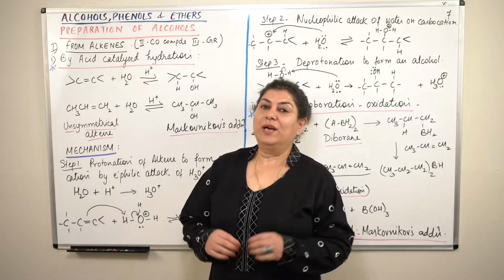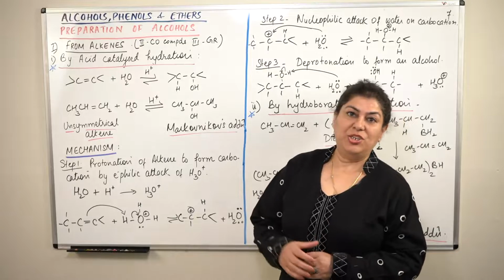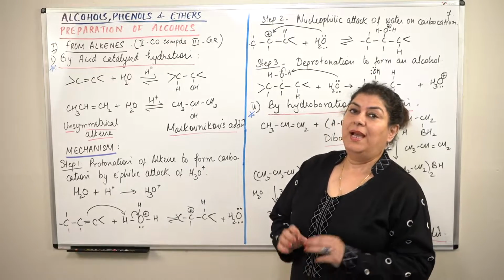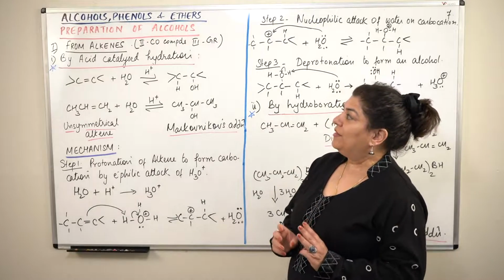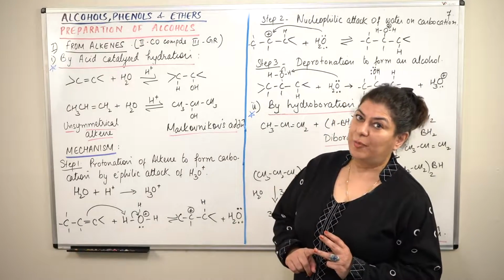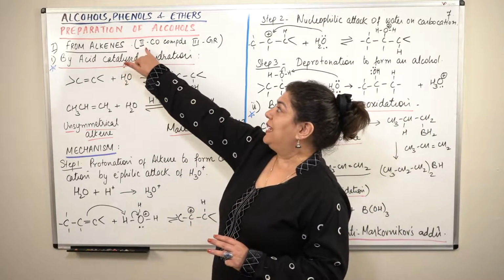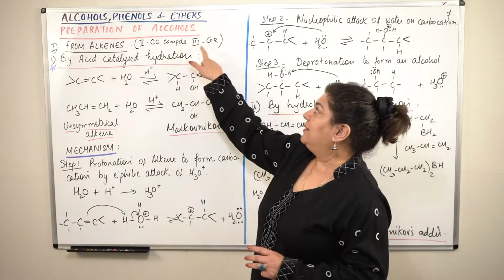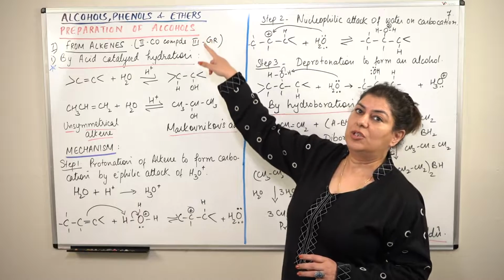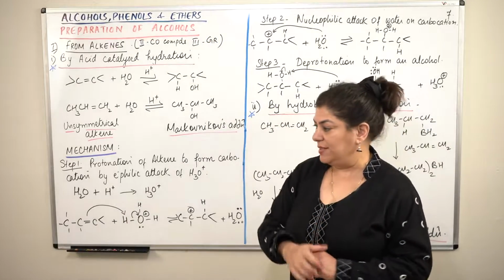In this video, we are going to start talking about the preparation of alcohols. Alcohols can be prepared from 3 different sources. The first, we can prepare alcohols from alkenes. The second is that we can prepare alcohols from carbonyl compounds. And the third is that we can prepare alcohols from Grignard's reagents.